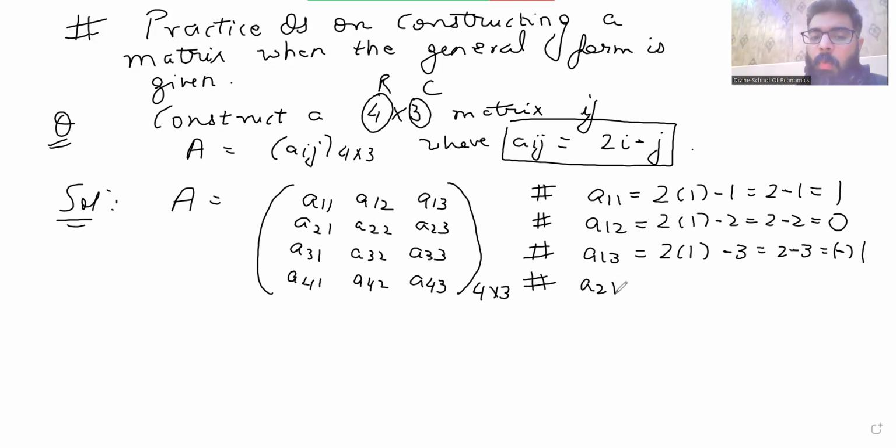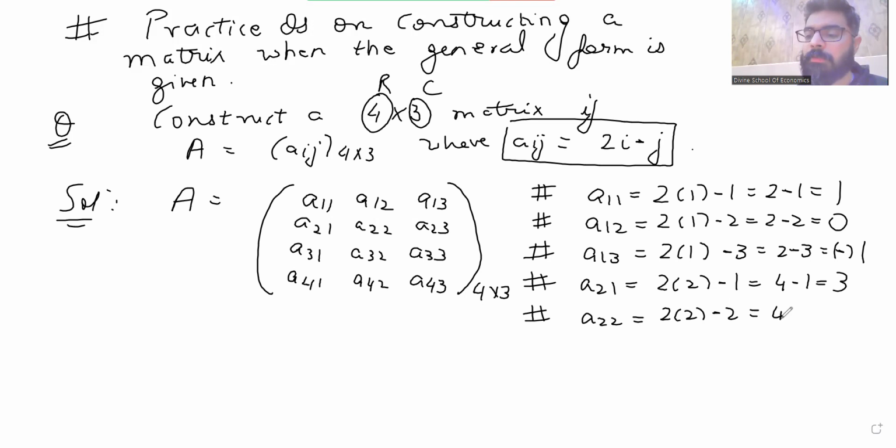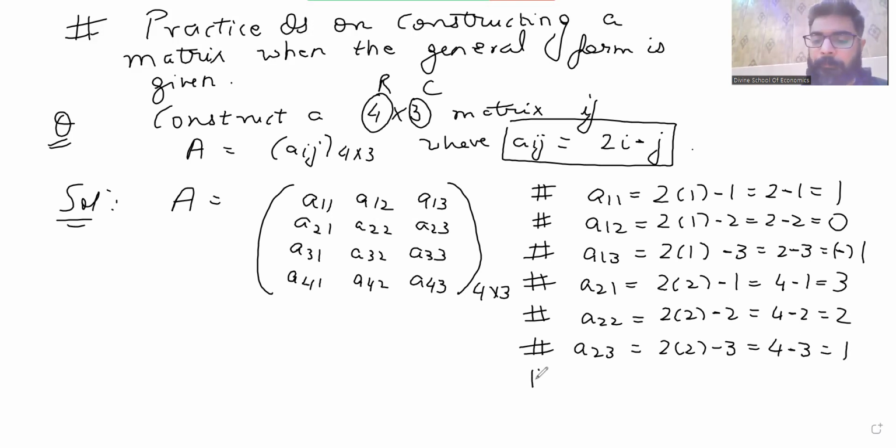What is A21? Put i as 2, j as 1. 2 into 2 minus 1, which is 4 minus 1, which is 3. What will A22 be? Put i as 2 and j also as 2. So 2 into 2 minus 2, which is 4 minus 2, which is 2. What will A23 be? Put i as 2, j as 3. So 2 into 2 minus 3, which is 4 minus 3, which is 1.